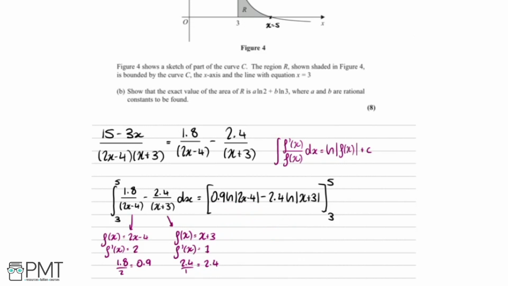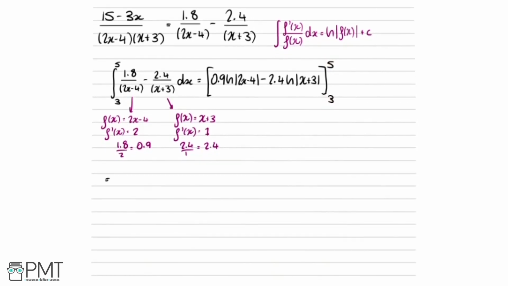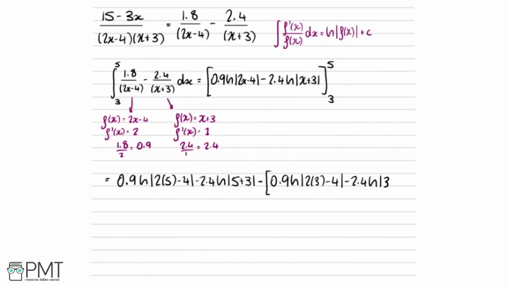Great, so lastly, we're just going to evaluate this by subbing in x equals 5 and x equals 3. So we're going to get 0.9 natural log of 2 multiplied by 5 minus 4 minus 2.4 multiplied by the natural log of 5 plus 3. And then we're going to subtract from that. And I'm going to put some brackets in because we're subtracting all of this. 0.9 multiplied by the natural log of 2, and this time multiplied by 3 minus 4, minus 2.4 multiplied by the natural log of 3 plus 3.